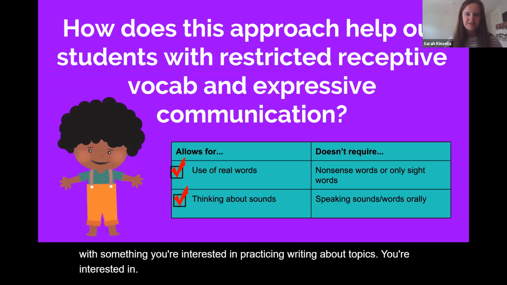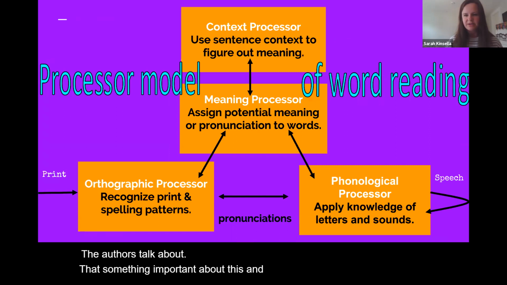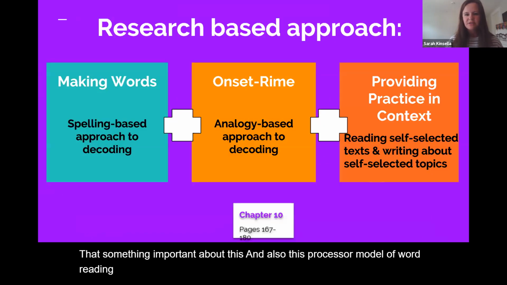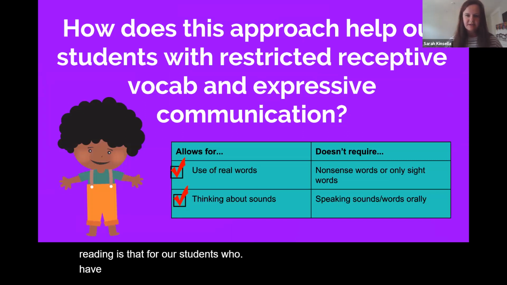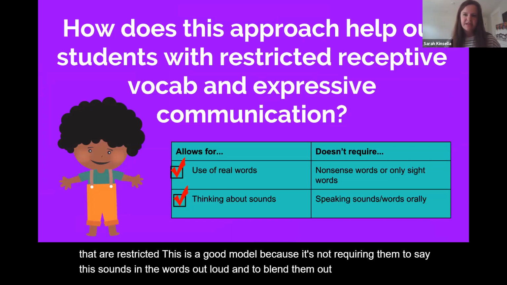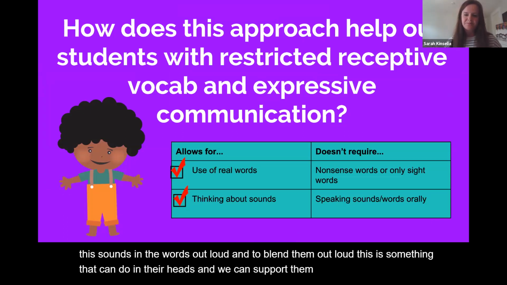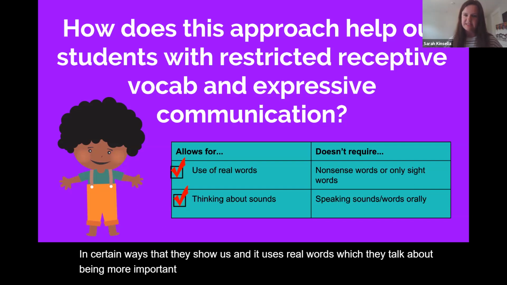The authors talk about something important about this and also this processor model of word reading, which is that for our students who have receptive skills that are restricted or expressive communication skills that are restricted, this is a good model because it's not requiring them to say the sounds and the words out loud and to blend them out loud. This is something they can do in their heads, and we can support them in certain ways that they show us. And it uses real words, which they talk about being more important, more beneficial for students than nonsense words or only using sight words.